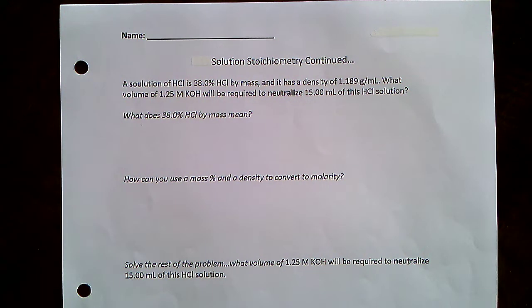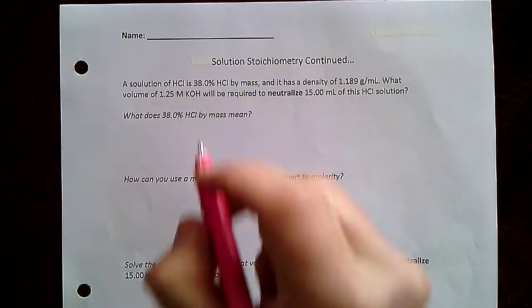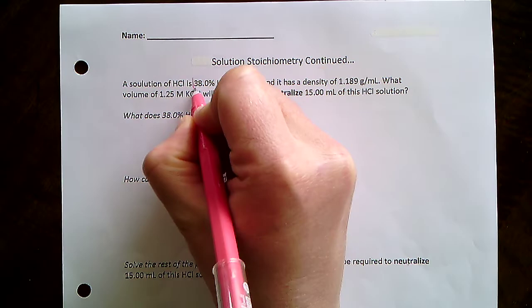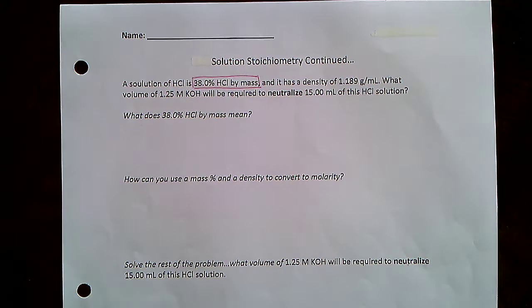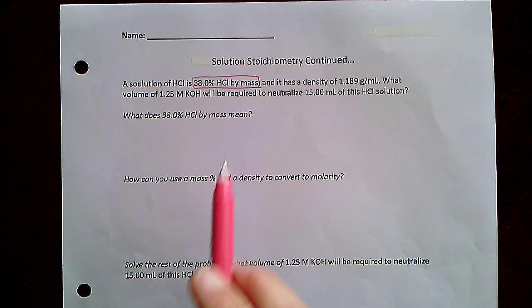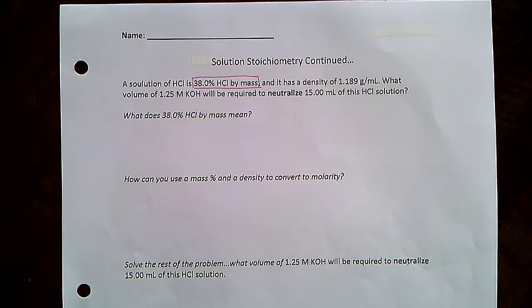I had told you via email that there was one last skill that we needed to learn before we took our Unit 2 exam, and that skill is dealing with mass percents. So for example, this is an acid-base question, but rather than giving you the concentration of HCl, they give you the mass percent. So I'm just going to read this and we'll talk through it.